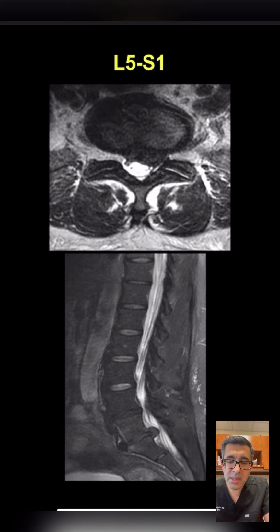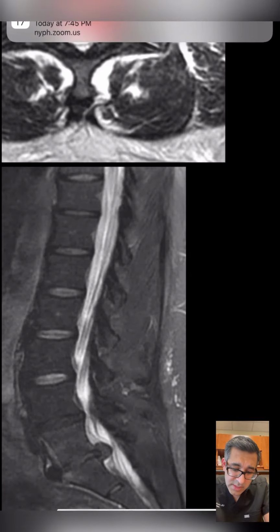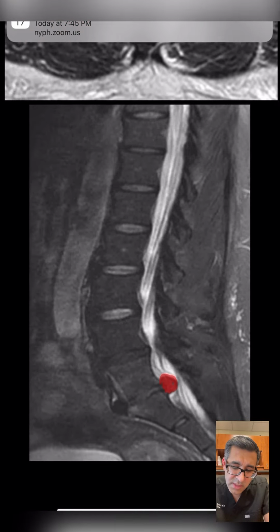Here's what a typical MRI scan looks like of a patient. This patient has an L5S1 disc herniation. The top image is the axial. You can see here, this is a large disc herniation that's pushing on the left side here on the nerves. And on the sagittal image, you can also then see this large disc herniation just pushing on the nerve. So this patient has an L5S1 disc herniation.